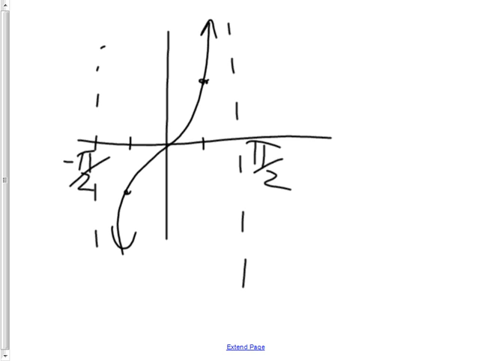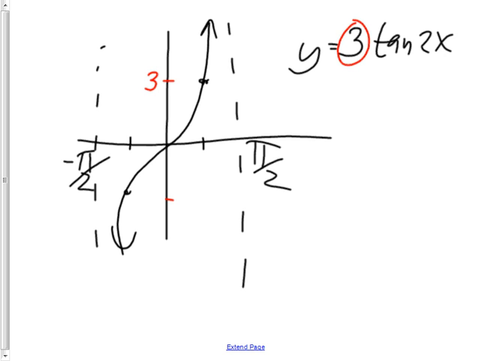So what if I was going to take tangent and do this to it? Well, this 3 is the amplitude. Do you get how it's a vertical stretch? So this that used to be 1 high is now going to be 3 high. And this that was down 1 is now going to be down 3. Make sense? Okay. And then this 2 here.